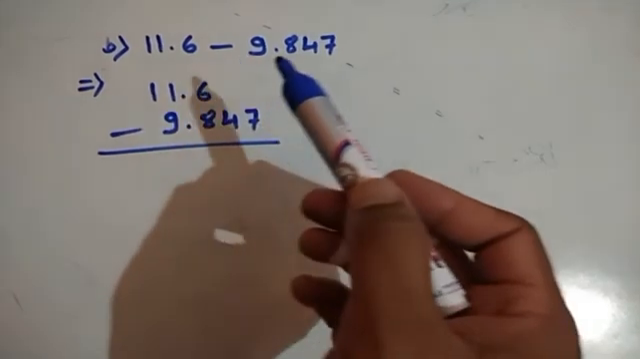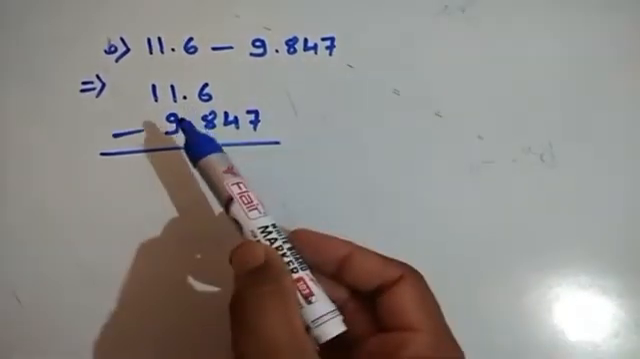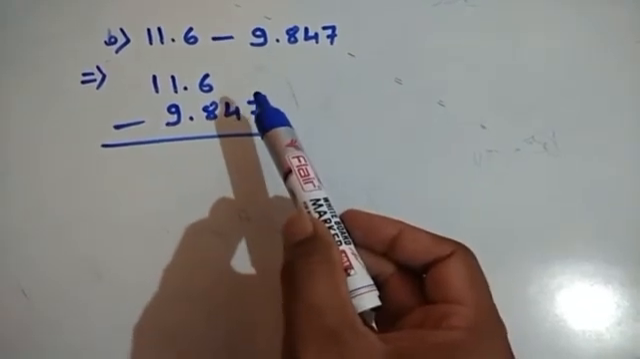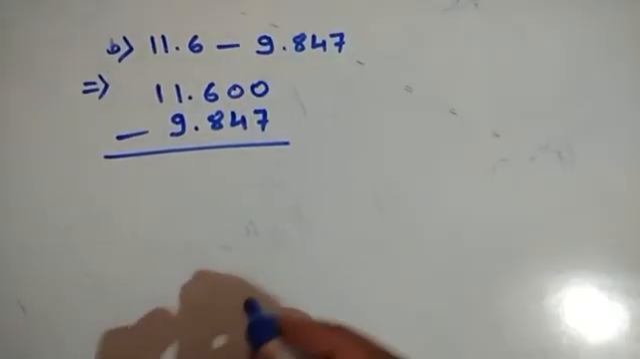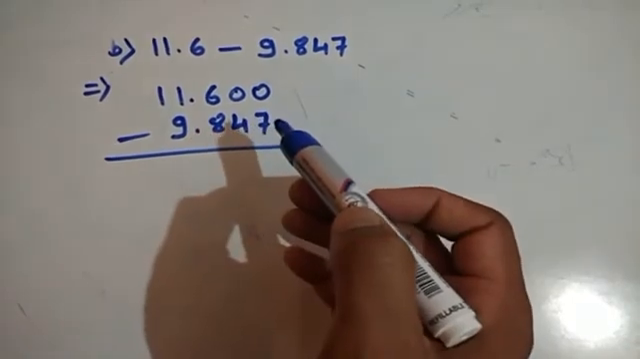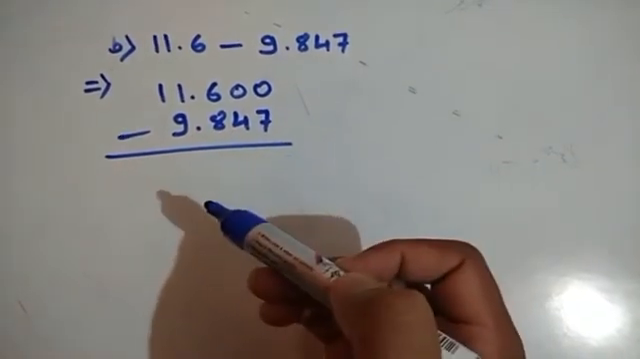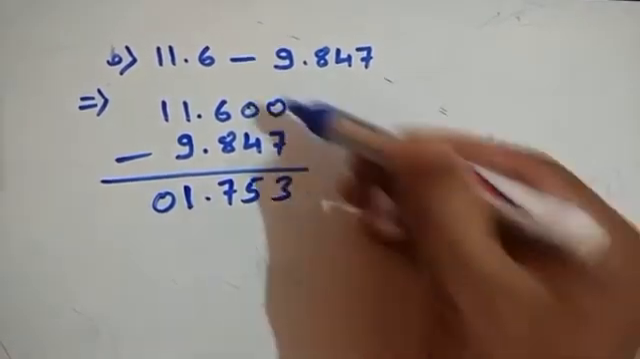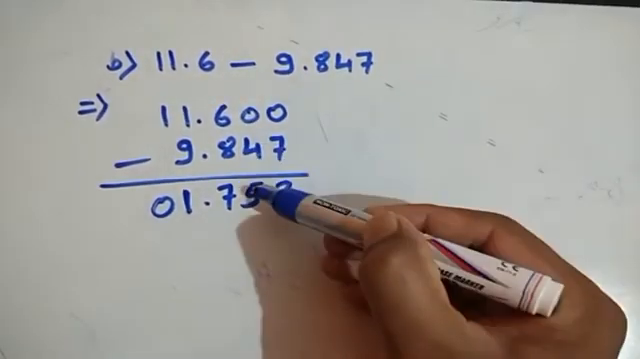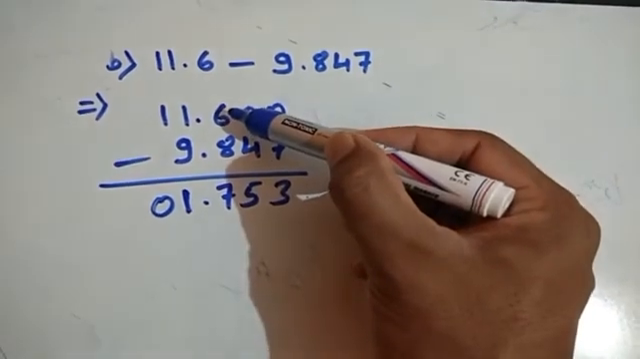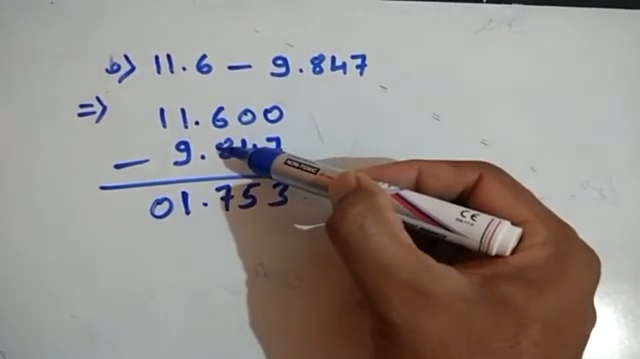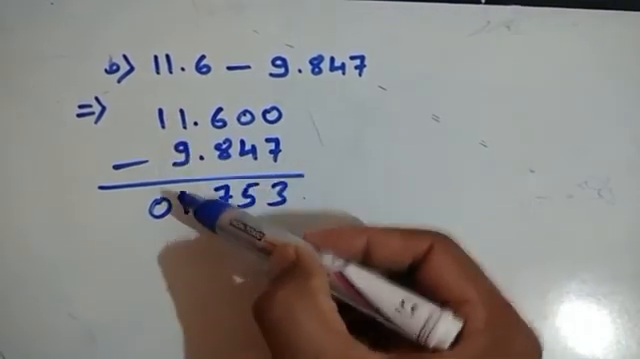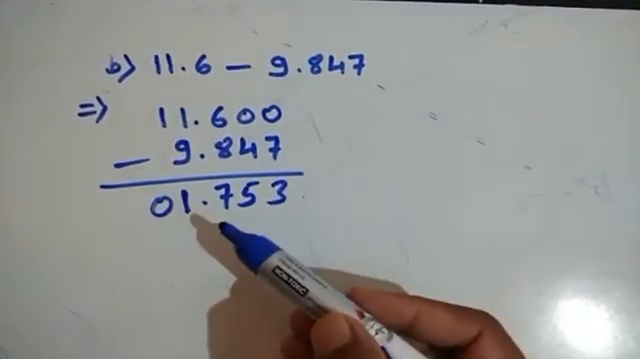See one more example. 11.6 minus 9.847. Therefore 11.6 minus 9.847. Here also we will make an equal number of digits first and then we will subtract. Now the digits in the decimal part are equal. Now we can subtract. Therefore 10 minus 7 is 3. Then here 9 minus 4 is 5. Then here it became 15. Therefore 15 minus 8 is 7. Then decimal point, this became 10. Now 10 minus 9 is 1. Now here it is 0. Therefore the answer is 1.753.